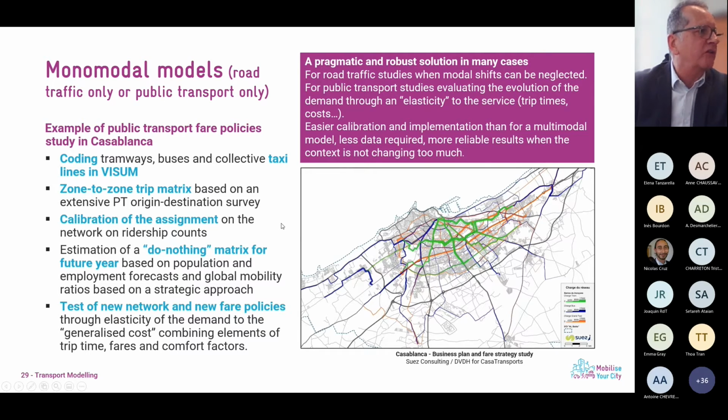We calibrated the assignment on the networks on ridership counts to be sure that we represented globally, approximately correctly, the loads of the tramways, of the bus lines, and so on. Then we estimated a do-nothing matrix for the future year based on the evolution of the population and employment and global mobility ratios based on the strategic approach as the ones we just saw. And then with that, for these future situations, we were able to test scenarios combining an evolution of the public transport networks and new fare policies, for example, with an integration of bus and tramway fares, and combining different elements of trip times, fares, and comfort.